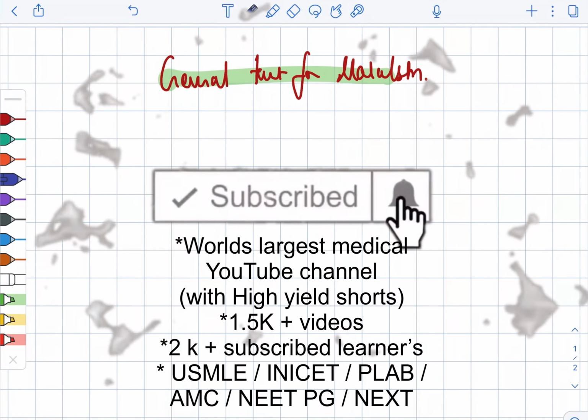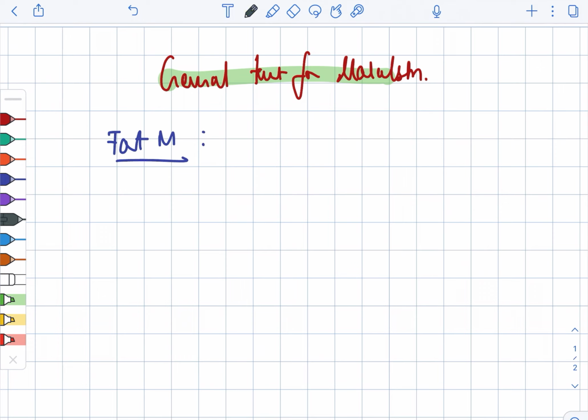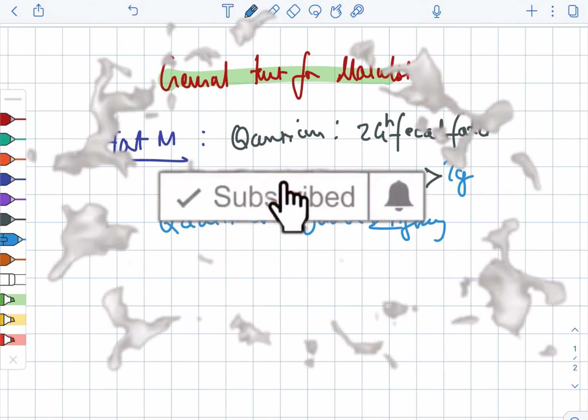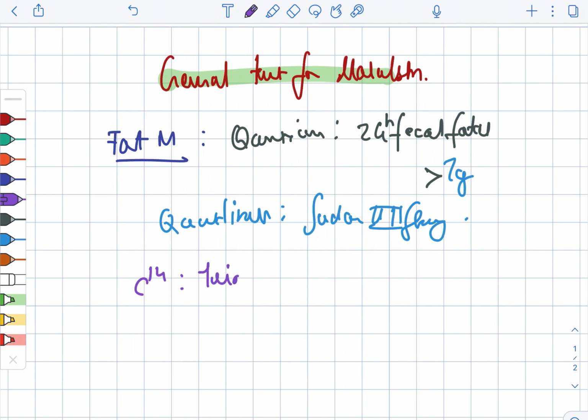General tests for malabsorption. So firstly, the fat malabsorption. This includes the quantitative test, that is 24-hour fecal fat greater than 7 grams. Next is qualitative. Qualitative is nothing but the Sudan III staining. And next includes the C14. C14 is nothing but the triolein breath test.